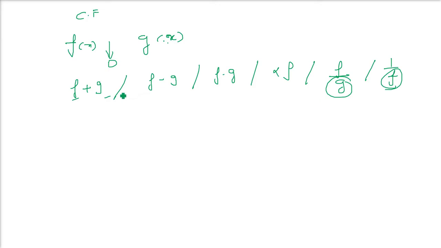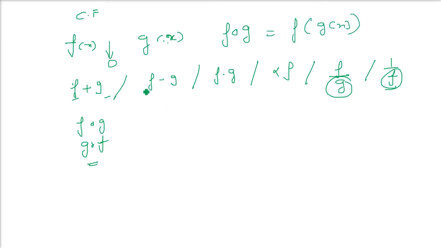Then we talk about composition, that is fog and gof, f of g(x) and g of f(x). If f(x) and g(x) are continuous, then f of g(x) and g of f(x), they both are continuous as well. They also follow the concept of continuity. Remember, f of g(x) and g of f(x). Okay, so these are certain properties of functions which are continuous at certain domain.